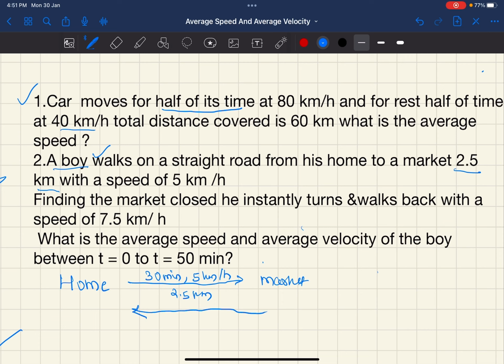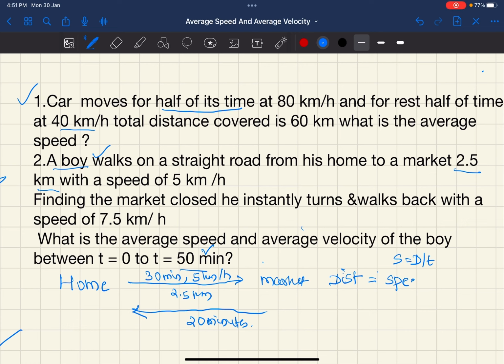But he comes from the market to the home and he is left with 20 minutes now. Because the total time is 50 minutes, 20 minutes is left. Now let us see how much distance he travels, whether he reaches home or remains midway. For that we will calculate the distance. You know that speed is distance upon time, so distance is speed into time.